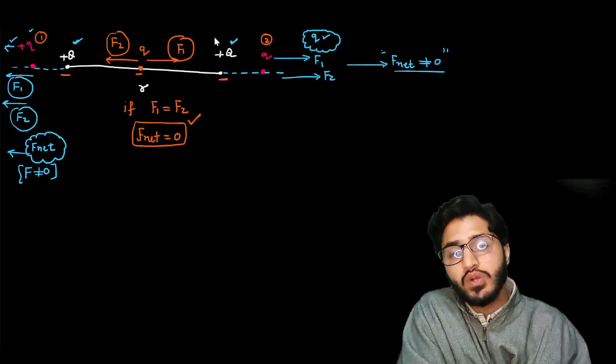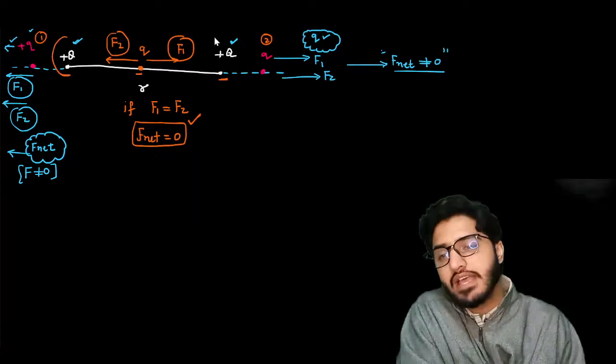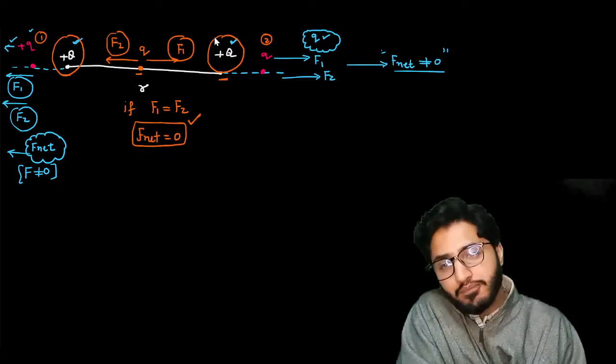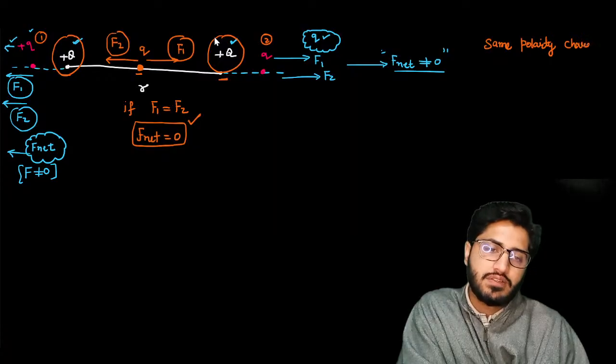So what you need to learn from this particular point is that if we have same polarity charges, positive positive or negative negative, the equilibrium position will always be between them. If we have same polarity charges, the equilibrium position will be in between. First point.